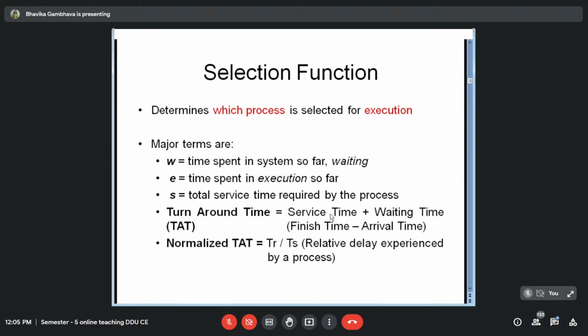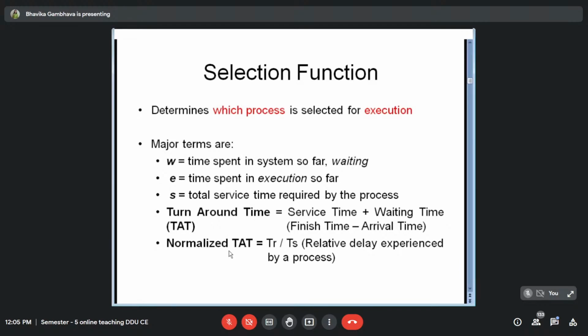Waiting time is 30, this is 5. So 35 divided by 5. That means 7 would be the normalized turnaround time. So of course that person would feel that relative delay is much higher, which will be given to that. So if normalized turnaround time is close to 1, then that is the ideal situation. However, it might not be possible to achieve 1 for all the available processes.